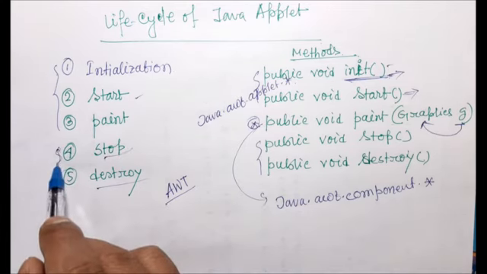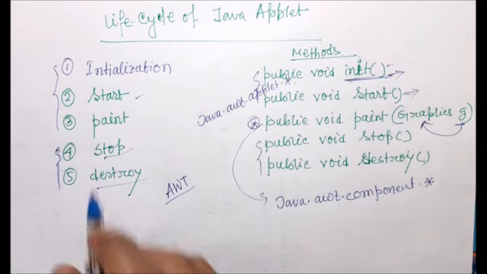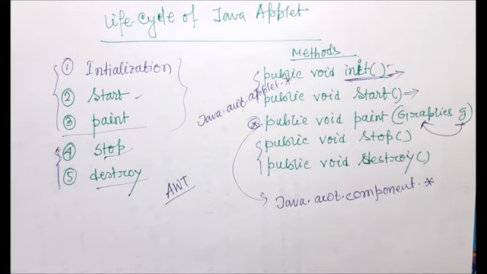So these two methods are used to stop the application of the applet, and these three methods are used to start the application of the applet or continue the applet application. So this is all about this life cycle.